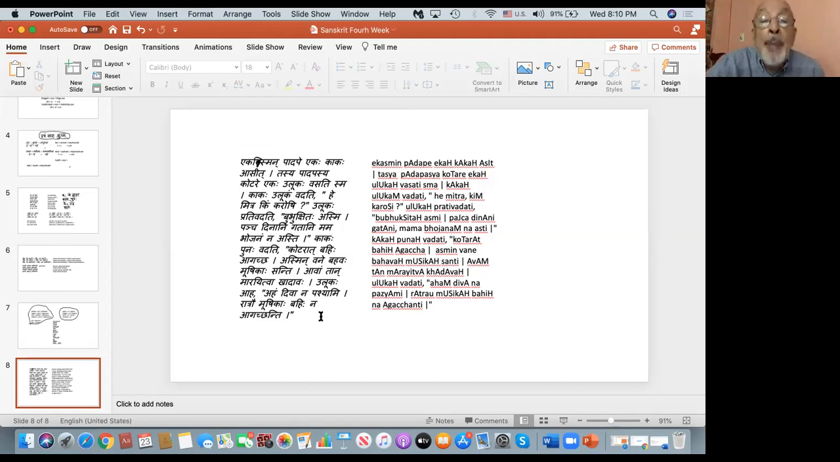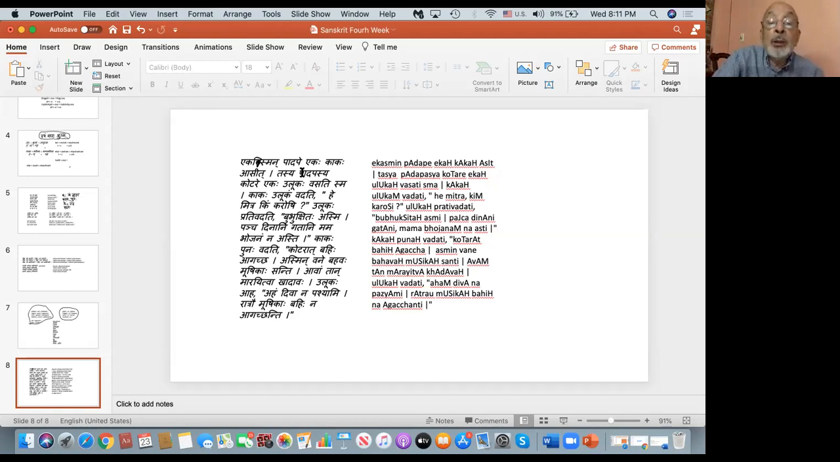Okay. Ekasmin padape, in a tree. Ekaha kako asit. Kako is a new word. Kako is a crow. Ekasmin padape ekaha kakaha asit. Give me translation. In a tree, there was a crow. There was a crow. Okay.